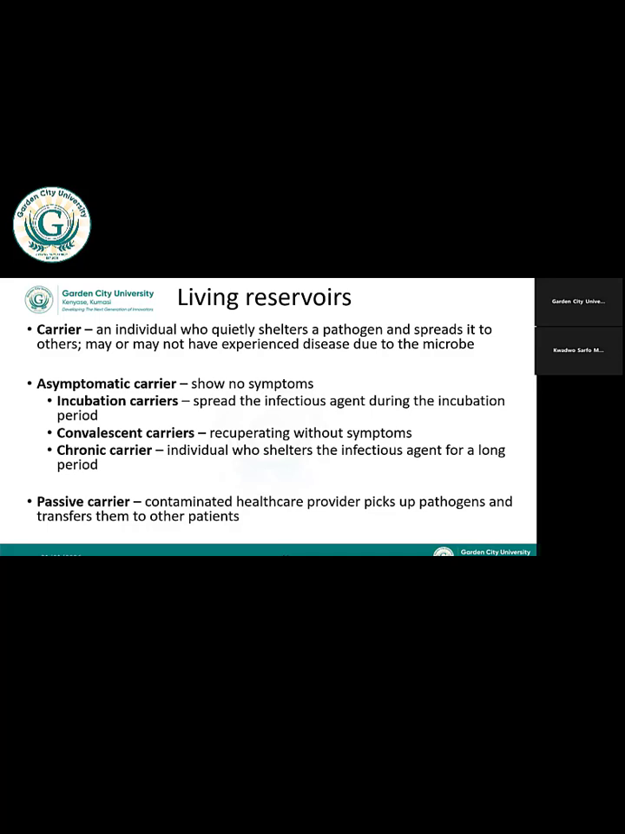We can have chronic carriers. These are the ones that are dangerous. For a long time, they harbor these infectious agents and usually do not show symptoms and are always spreading the infectious agent.